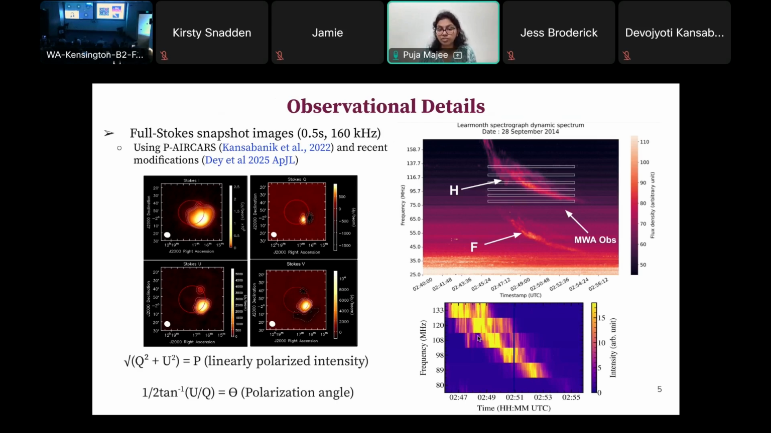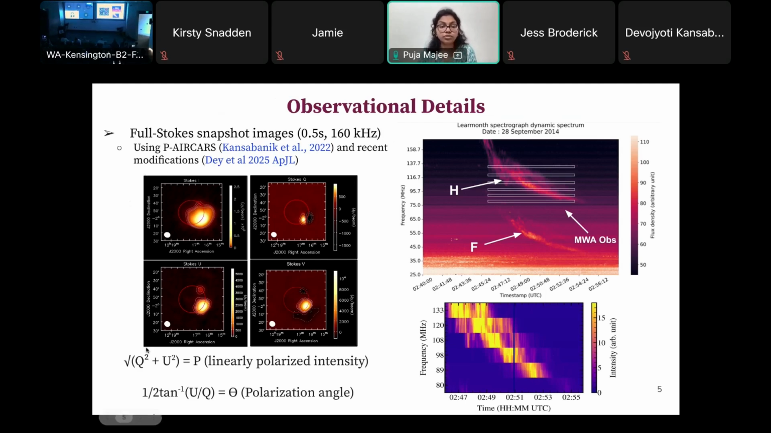The lower plot shows the same dynamic spectrum, but here each of these spectral bands has been shown. We have made full Stokes snapshot images with a time resolution of 0.5 second and a frequency resolution of 160 kilohertz using Pircast and the recent modifications, which you can look up in the Day et al. paper.